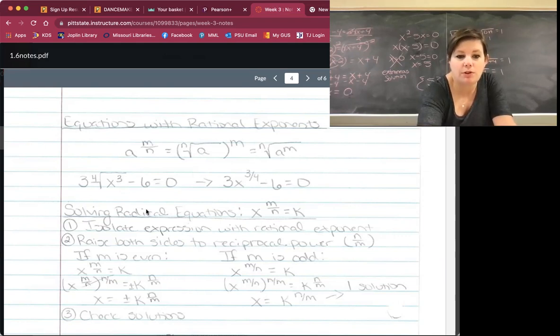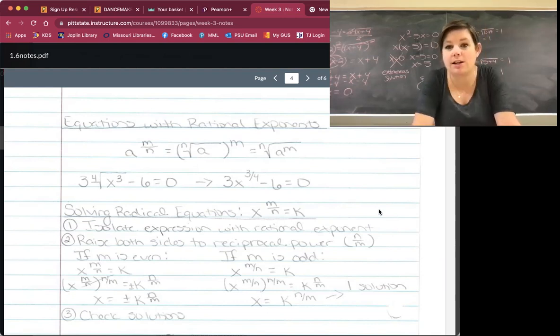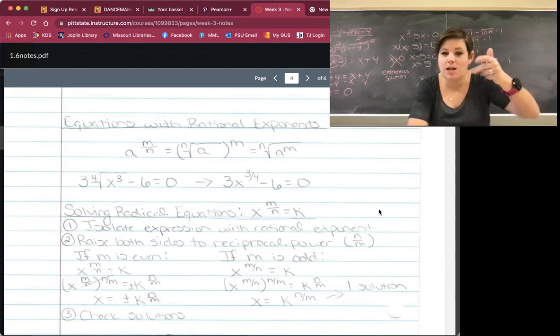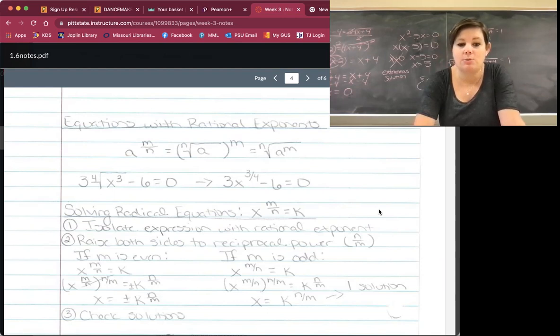When it says radical, that's a mistake on my part. It needs to say rational equations. We have x to the m over n equals k. Step 1: you want to isolate the expression with the rational exponent, so you're getting x by itself. Step 2: you raise both sides to the reciprocal power. You flip your exponent and raise both sides of your equation to that. Then you will solve and check your solutions.